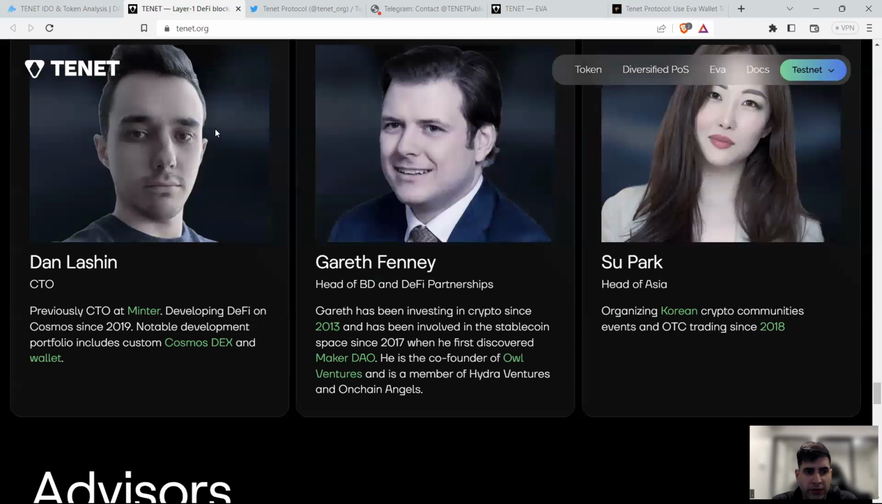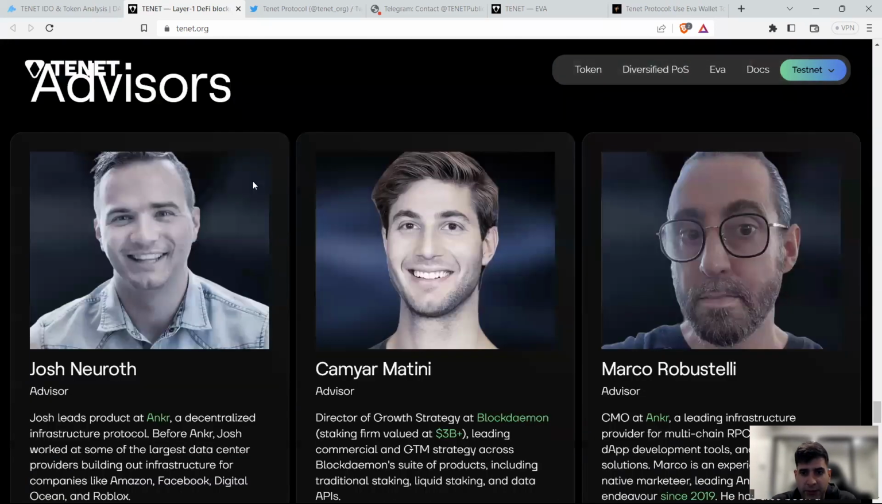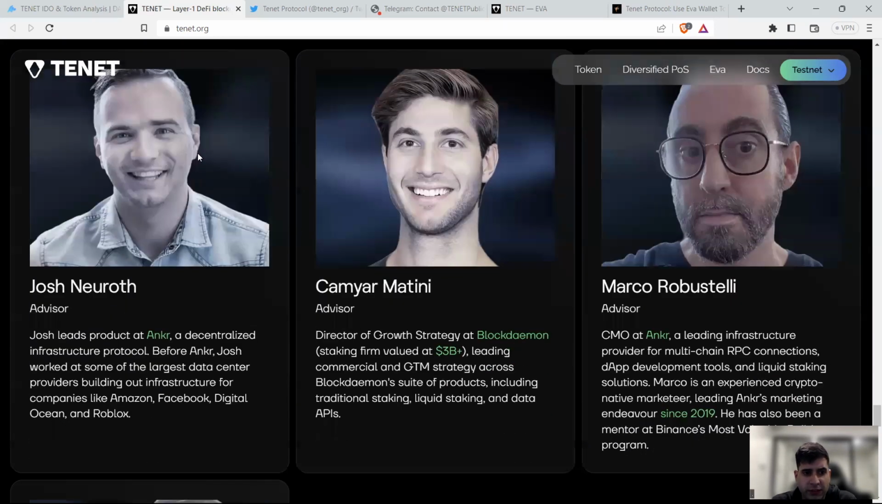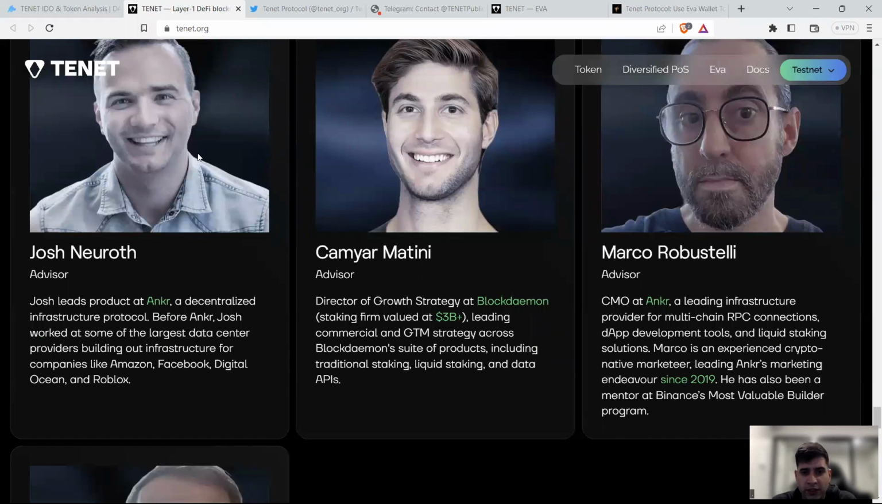Their CTO is from Minter. Previously he was the CTO of Minter and Cosmos. The head of BD and DeFi is from MakerDAO. He's been investing in crypto and involved in the space since he discovered MakerDAO, and then All Ventures, a member of the Hydra Ventures. I don't know about that. And then they have the head of Asia, who is in the OTC space mainly. In terms of advisors, they've got the head of products from Ankr, the director of growth from Blockdaemon, and the CMO of Ankr.